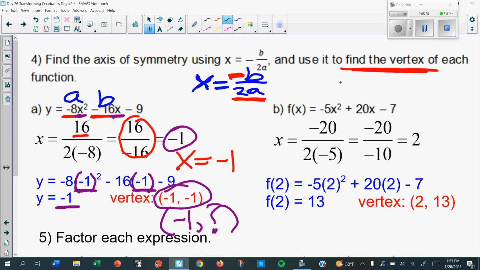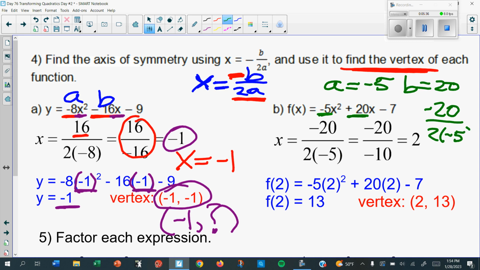What's your A? -5. What's your B? It's 20. Okay, because again, A is -5, B is 20. So it should be negative B, so -20 over 2 times your A, which is -5. So -20 divided by -10 is 2, but remember the answer is x equals 2.